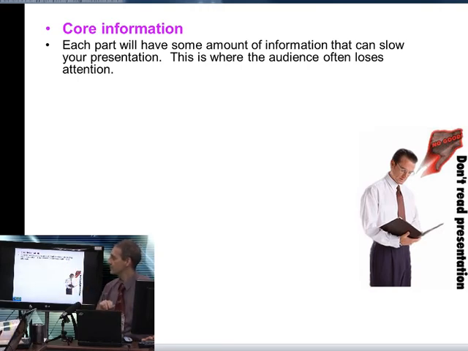Each part has to have some information. We can't help it. That's the way a presentation is. You can't stop it. If I'm doing a research presentation, I have to talk about the data collection, the sample size, the t-test, the alpha value. These are very boring, right? Nobody really wants to listen to this stuff, but I have to talk about it. So how do I do that?